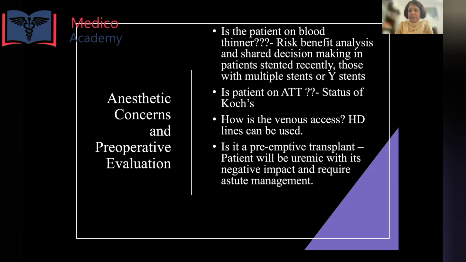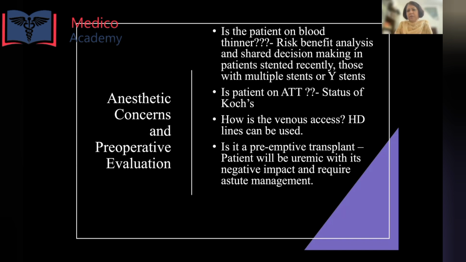So that aspect should be taken care of. How is the venous access? Most of these patients have poor venous access because they have been pricked several times for drawing of samples, or they may be having an HD line, or an HD line may have been placed a couple of times. An AV fistula may have failed, and surgical access may have been tried once or twice, and so evaluation of venous access is very important.